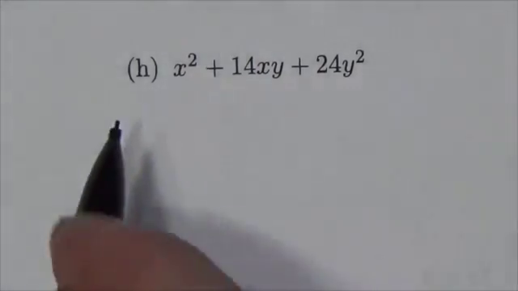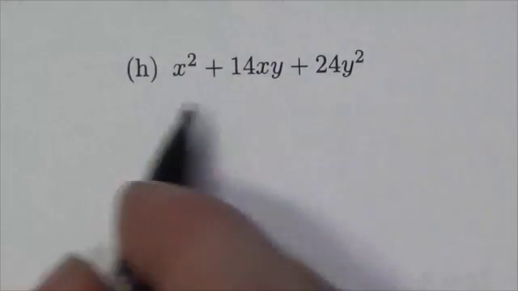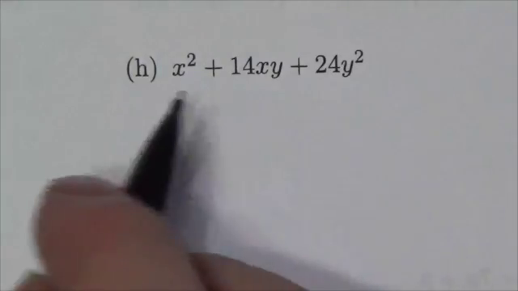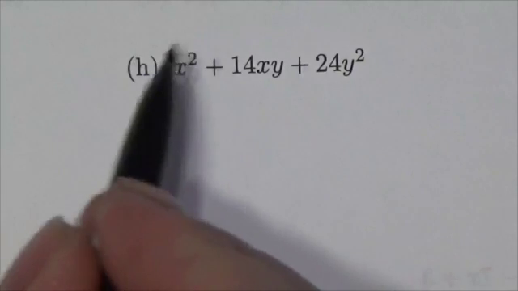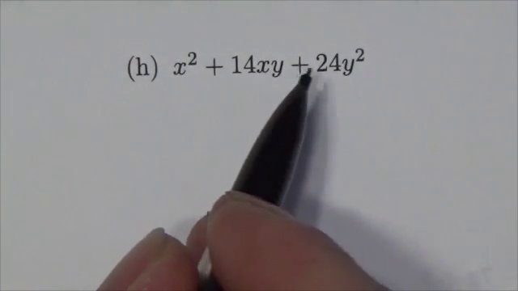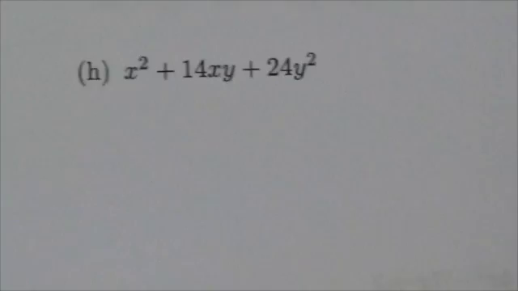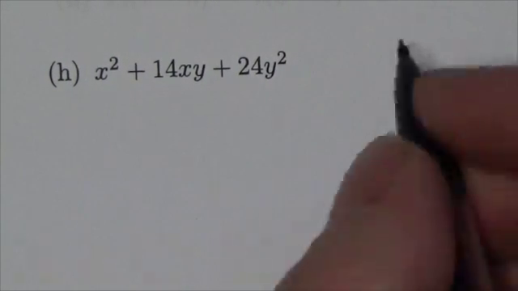All right, so for this question, we're being asked to factor something that's got two different variables in it. Now, that looks a little weird here, but it's actually a very easy pattern to work with. So we're factoring x squared plus 14xy plus 24y squared. Now we're going to approach this the exact same way that we've done in the past here.